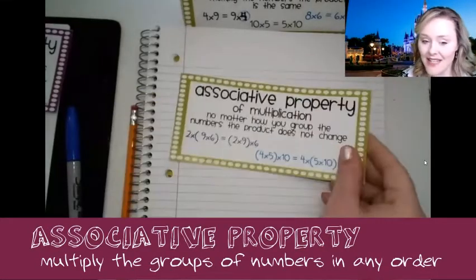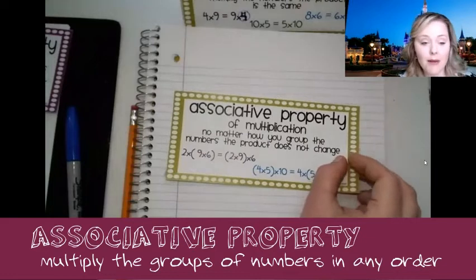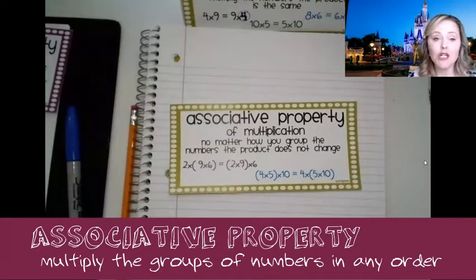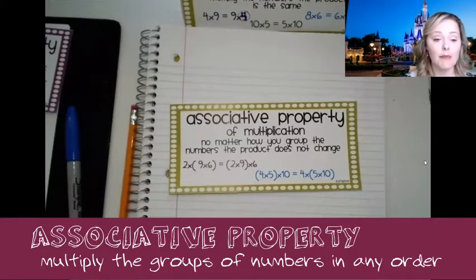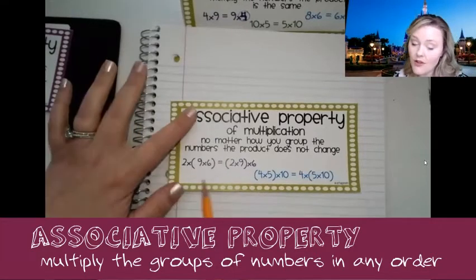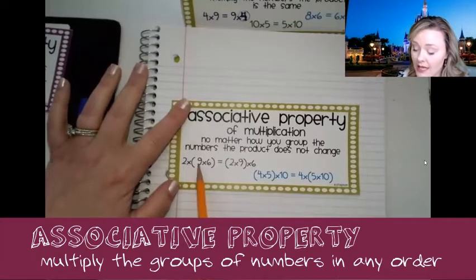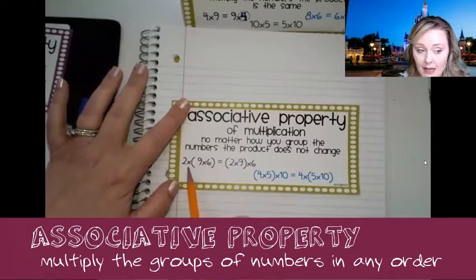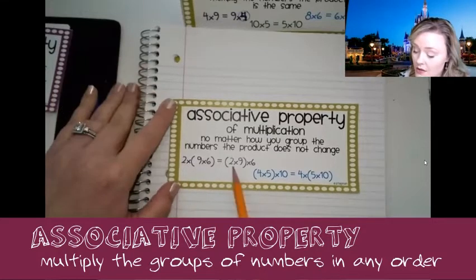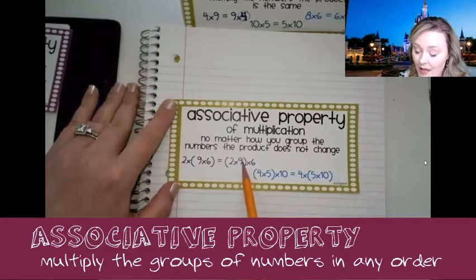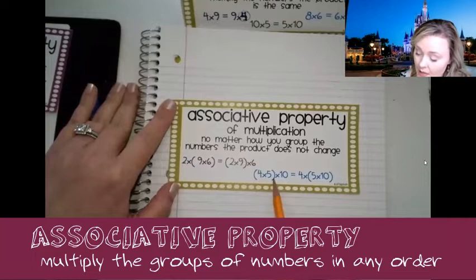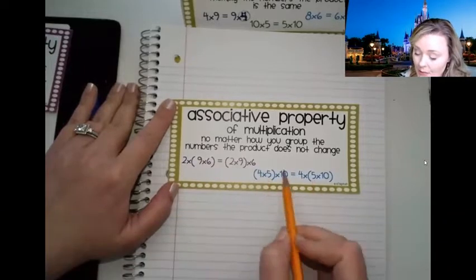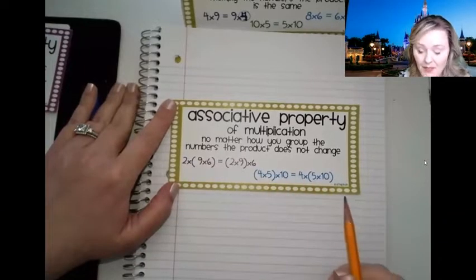The next one is very similar to the commutative property. It's the associative property. It's just a grouping. You can multiply groups of numbers in any order and get the same product. So here's an example. If you have the numbers 2, 9, and 6, you can multiply the 9 and 6 first in the parentheses and then times 2. Or you can do 2 times 9 and then multiply that product by 6. Same here, you can see how they have different numbers in the parentheses, and then they multiply by the third number.